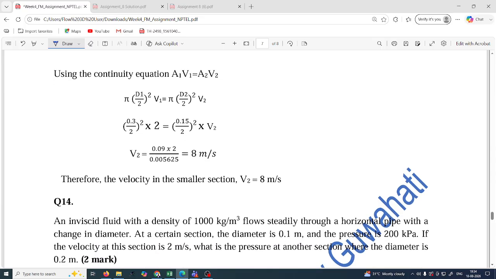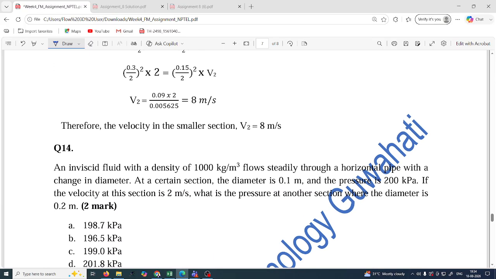Question number 14. An inviscid fluid with a density of 1000 kg per meter cube flows steadily through a horizontal pipe with a change in diameter. At a certain section, the diameter is 0.1 meter and the pressure is 200 kilopascal. If the velocity at this section is 2 meter per second, what is the pressure at another section where the diameter is 0.2 meter?